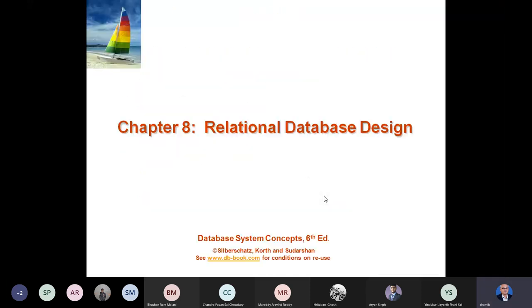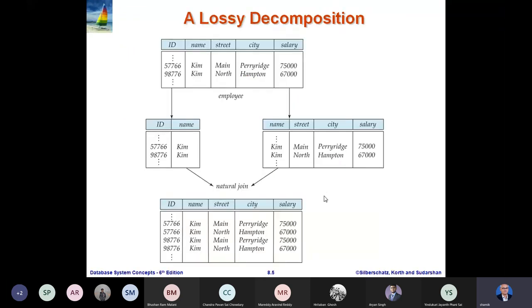Again, going back to the earlier example, R1 is (ID, name) and R2 is (name, street, city, salary), and R1 intersection R2 is name. But of course, a name can get repeated for different IDs. So name does not functionally determine R1, and it also does not functionally determine R2. Hence, this decomposition does not satisfy the conditions for lossless join decomposition, and hence it is not lossless. That is, it is a lossy decomposition.